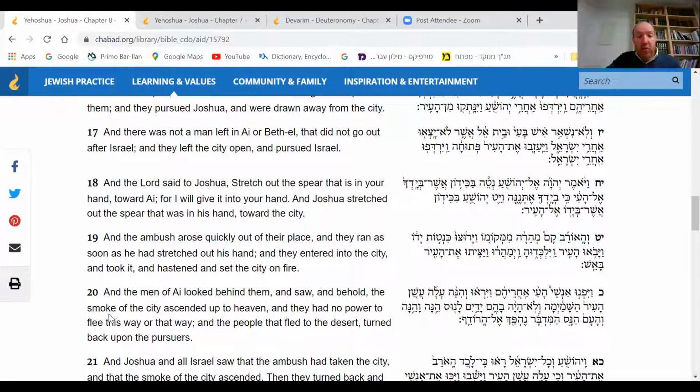And the ambush arose quickly out of their place, and they ran as soon as he had stretched out his hand, and they entered into the city and took it, and hastened and set the city on fire. So they saw the signal.